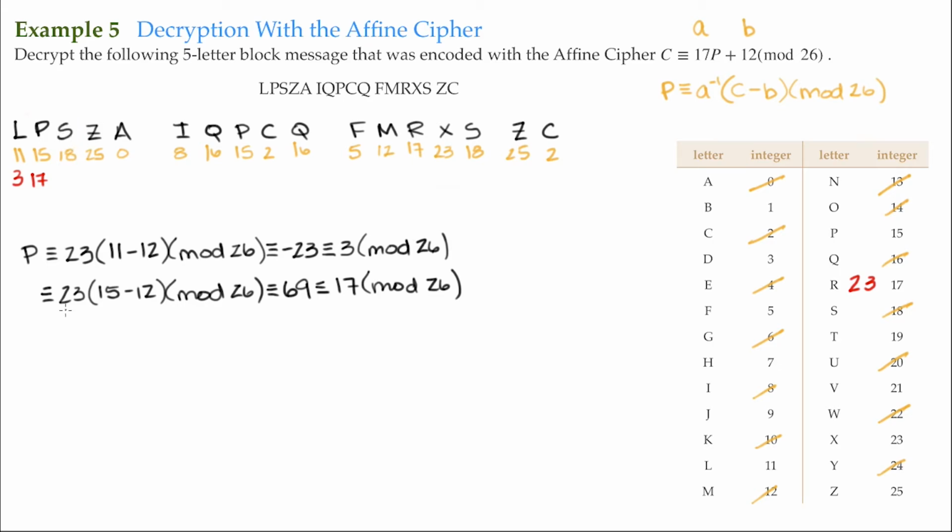For S, we continue. 23, that's our inverse. S is 18 minus 12 modulo 26. 18 minus 12, that's 6. 23 times 6, that's 138. That's congruent to 8 mod 26. So then this is 8. And we continue this all the way down the line.